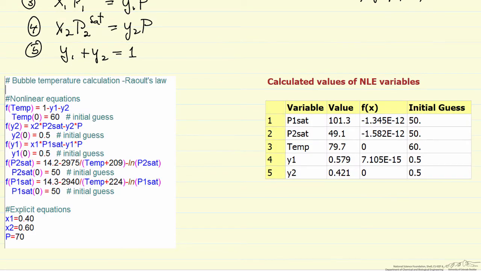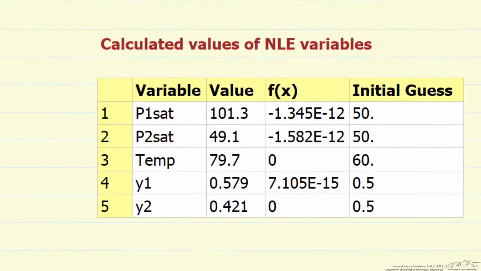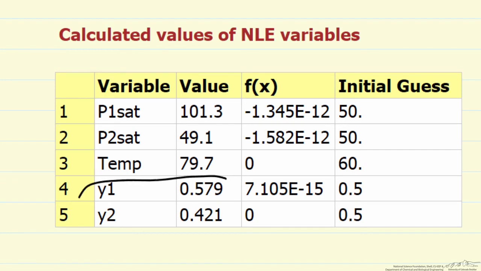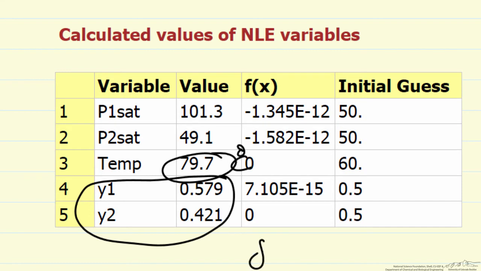First, let me show you the output on the right side. Here are the mole fractions in the vapor phase, and here's the saturation temperature. That's what we wanted to solve for. This temperature is in degrees centigrade. So essentially 80 degrees centigrade is the bubble temperature for this problem.